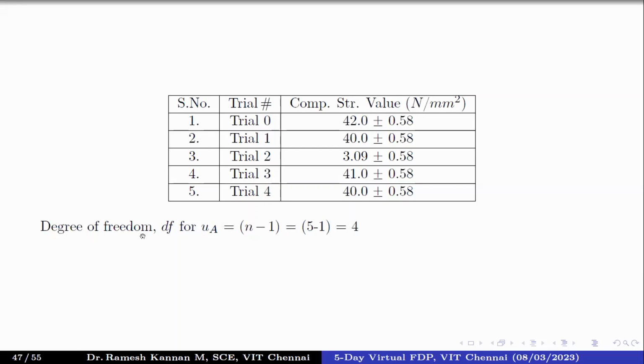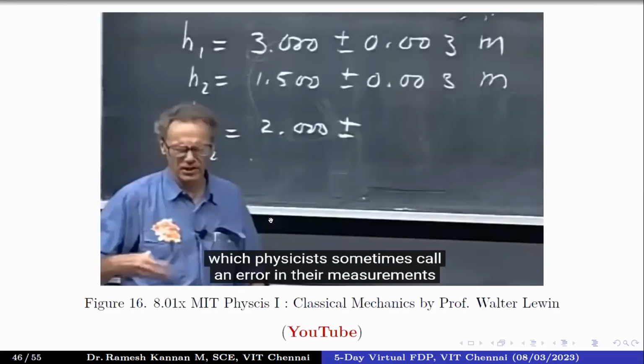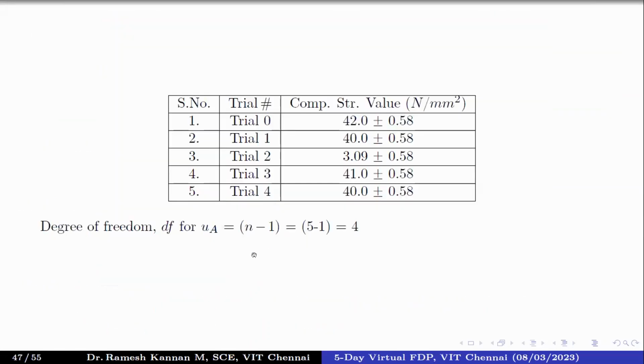And the degree of freedom, right? This is not the degree of freedom in structural analysis, but in terms of uncertainty. For type A uncertainty, the degree of freedom is n minus 1, which is the number of samples minus 1, equal to 4. Degree of freedom itself is a very big concept, so we'll probably be skipping that for this particular thing.